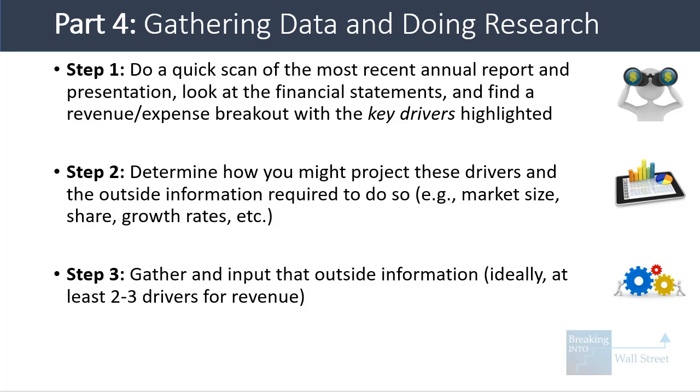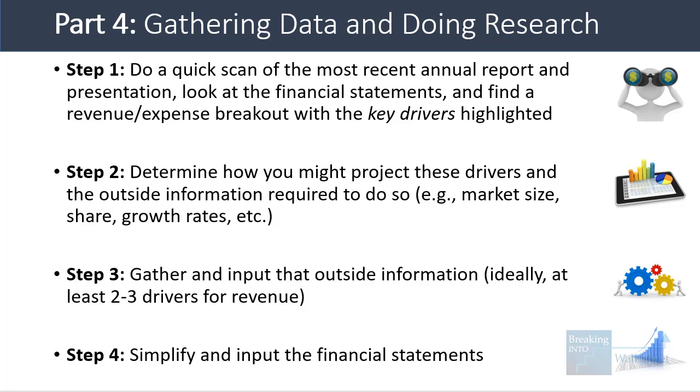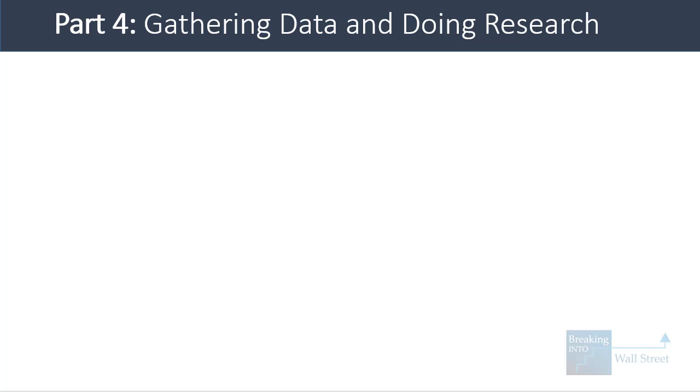We don't know the total size of the market or how the company's market share is changing over time, which means that we'll probably need some outside research to get those numbers. So we go and gather and input that outside information, and ideally we want at least 2 to 3 drivers for the company's revenue. And then in step 4, we simplify and input the financial statements. So let's go through each part of this in a little bit more detail now, and I'll show you some of the Excel model and where the numbers are coming from.